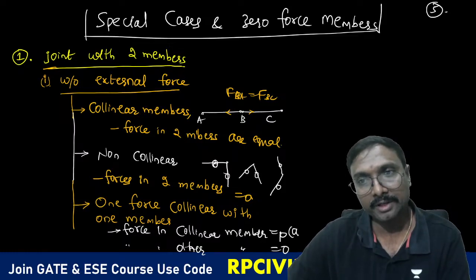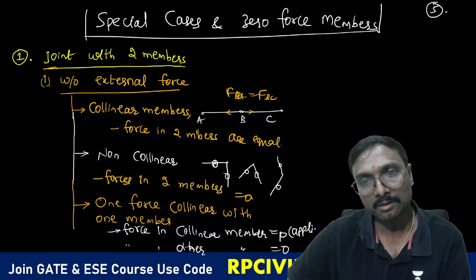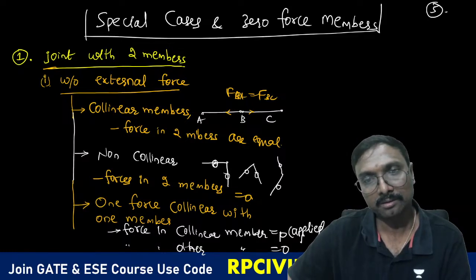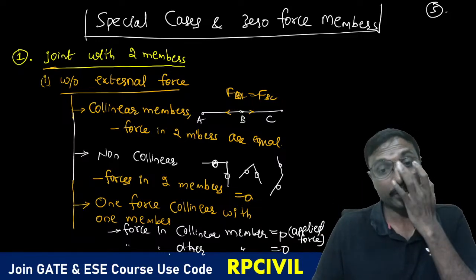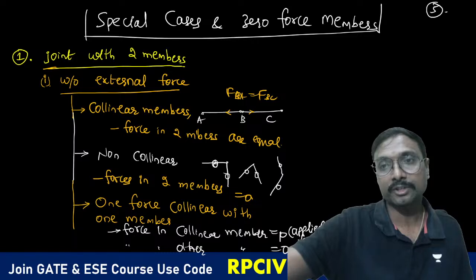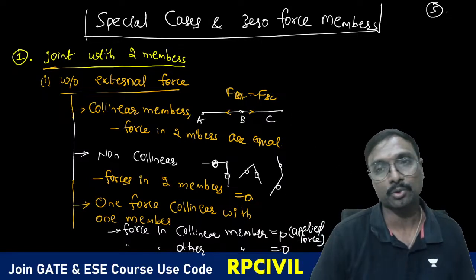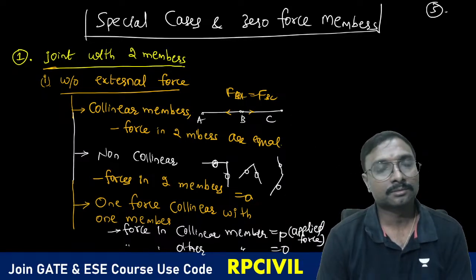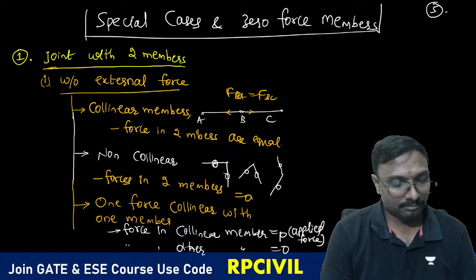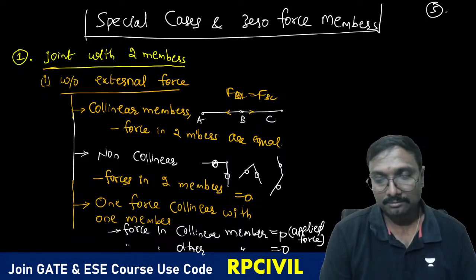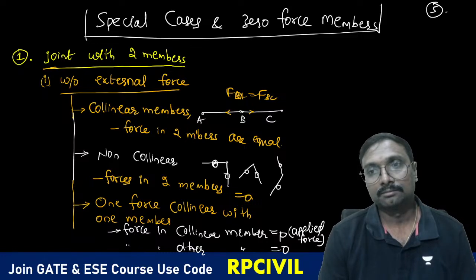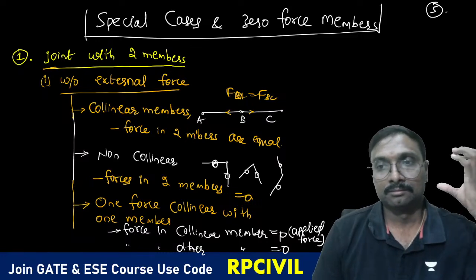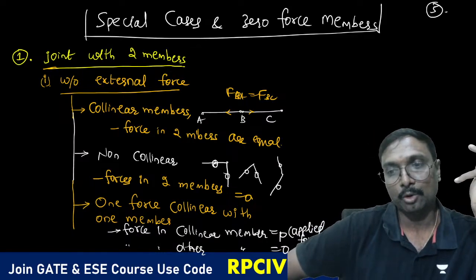What is the P? That is your applied force, no? Like that. Force in the collinear member equals that applied force, right? What is the force in the other member? It will be taken as 0, right? Note this and tell me. Note and tell me everyone.